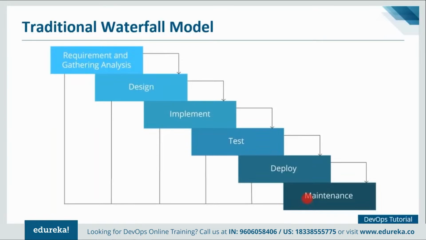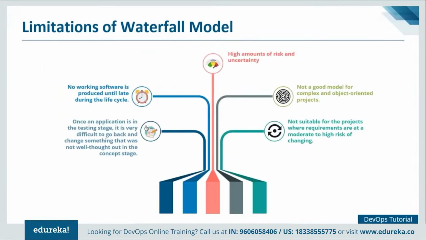Fine, let me give you a few disadvantages of this model. So here are a few disadvantages. So first one is, once the application is in the testing stage, it is very difficult to go back and change something that was not well thought out in the concept stage. Now, what I mean by that, suppose you have written the code for the entire application, but in testing, there is some bug in that particular application. Now, in order to remove that bug, you need to go through the entire source code of the application, which used to take a lot of time, right? So that is one very big limitation of waterfall model.